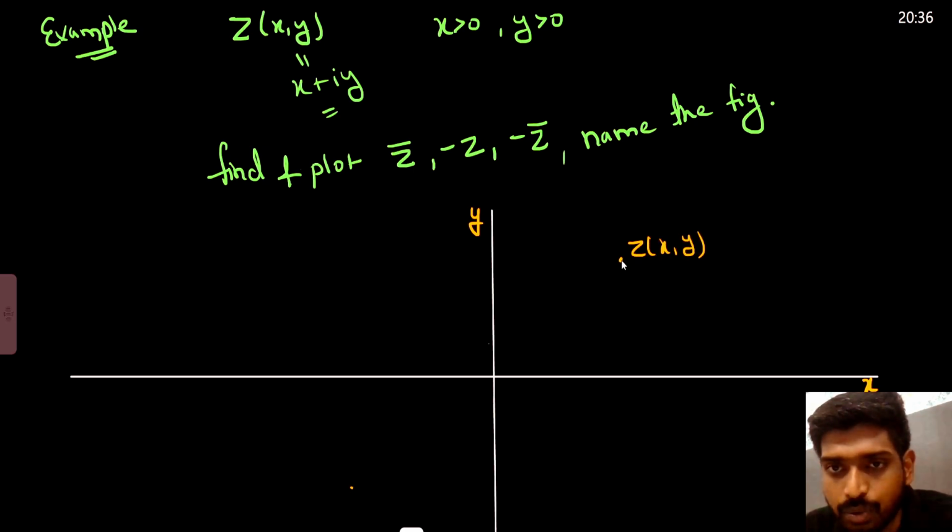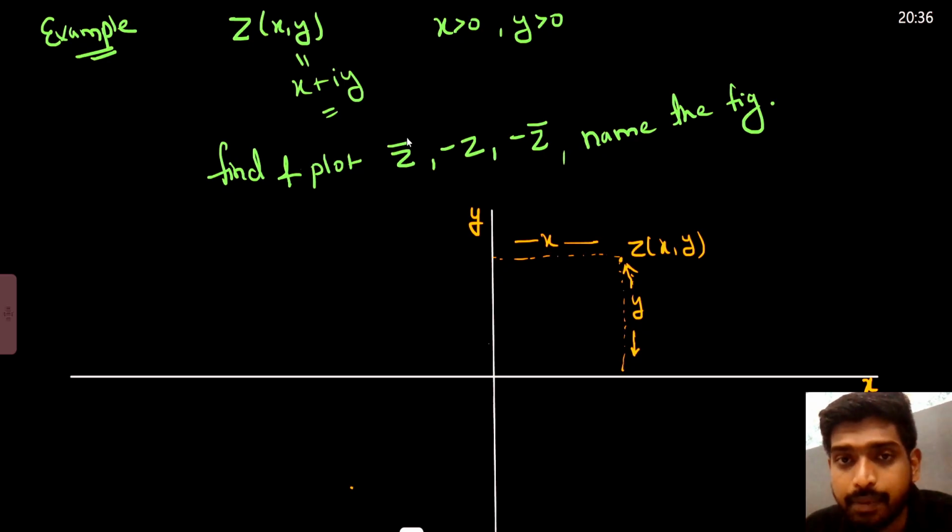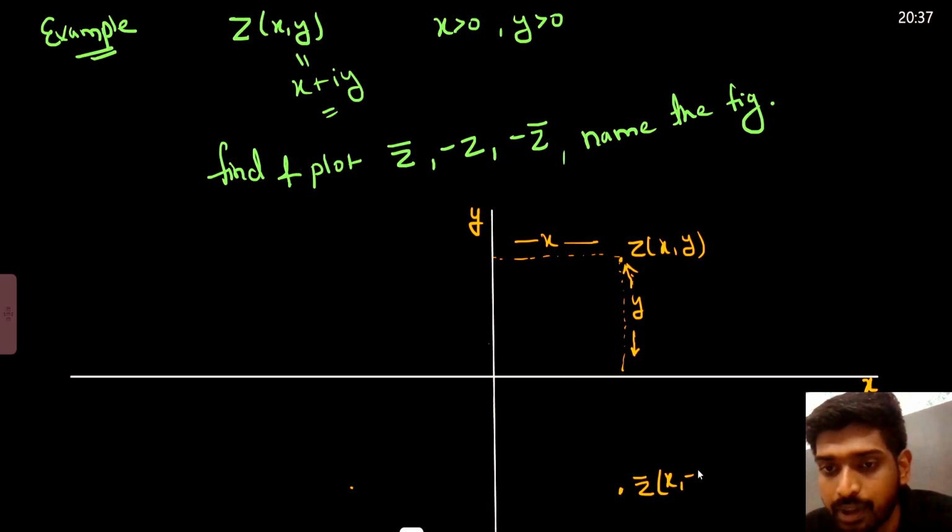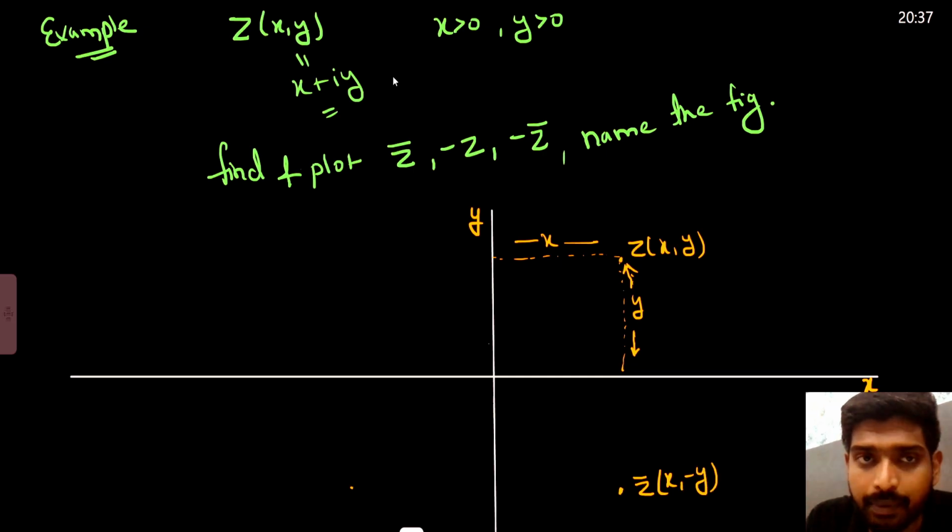Got it? So what is this distance? This distance is x. Sorry, this distance is y. And this distance is x. Fine. Now next, we have to find z bar. Z bar means we have to replace the imaginary part y with minus y. So where will this z bar lie? Z bar will lie in the fourth quadrant. The coordinates of z bar will be x comma minus y. This z bar will represent the complex number x minus iota y.